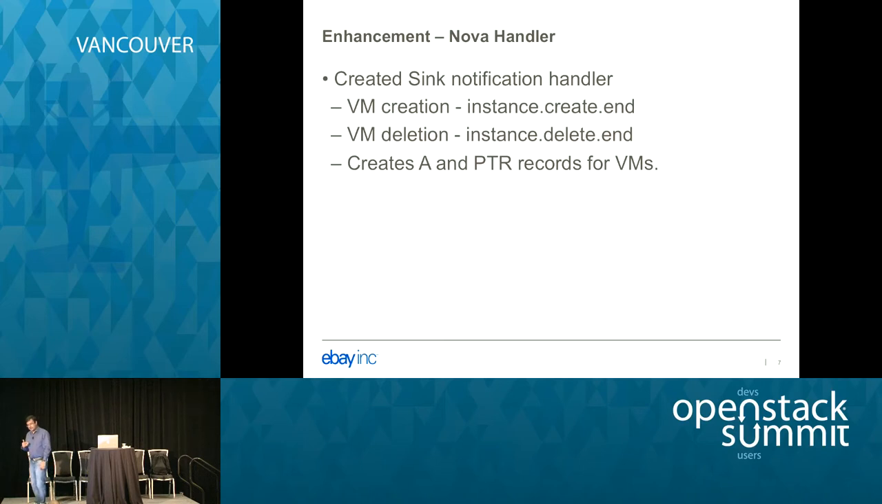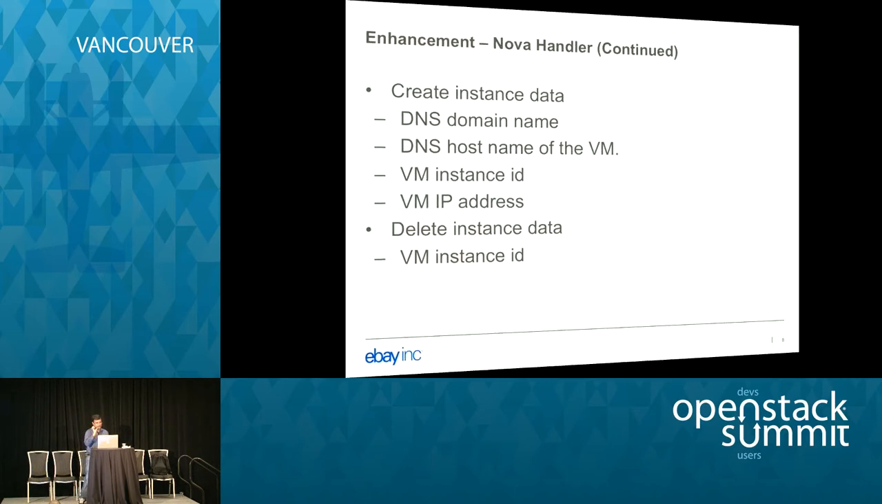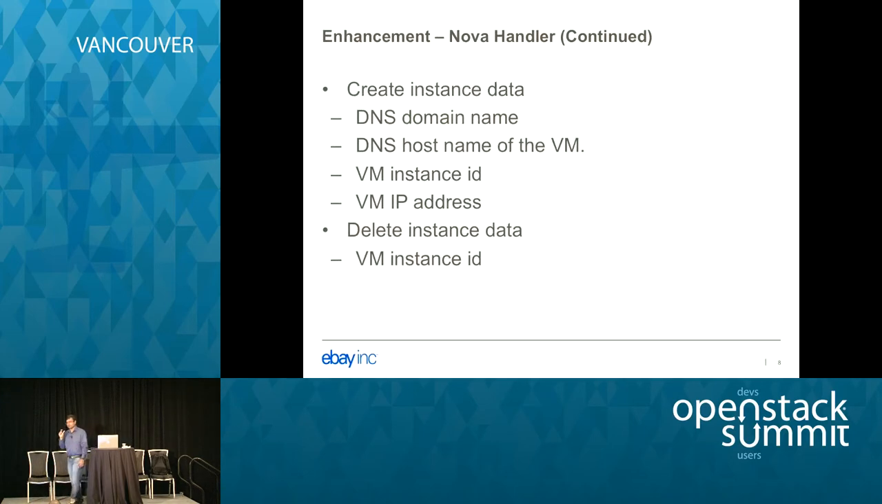When the sync notification handler sees these two messages, it goes ahead and creates A and PTR records. Sync will create a message for the A record and a message for the PTR record, and put them onto the bus, and the central will consume them. The notification handler is designed so that when Nova creates the instance, it makes sure that these pieces are part of the message metadata.